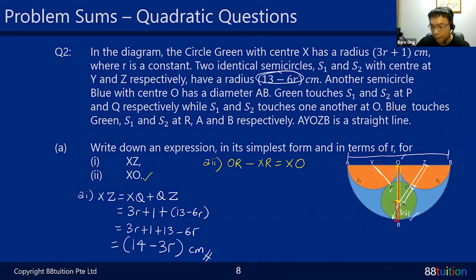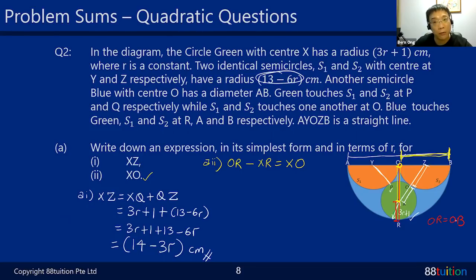Teacher, how to find OR? OR is the radius of the blue semicircle, right? Which means from O to R, it's the same as O to B. Do you know that? O to R is the same as O to B. Can you see that? Because that is the radius of the blue semicircle. So OR is actually equal to OB.